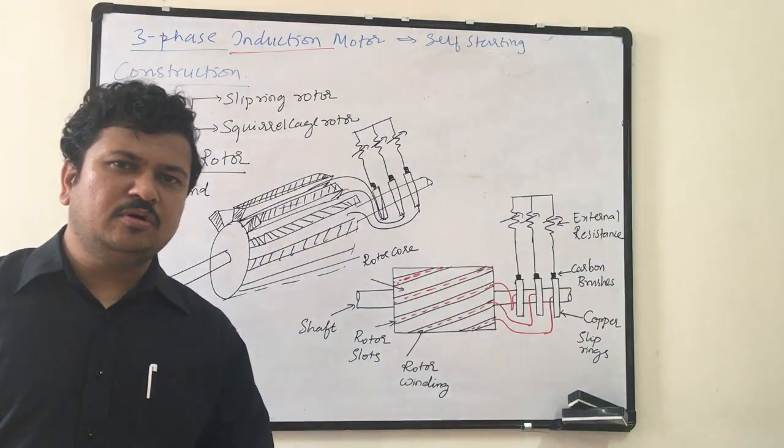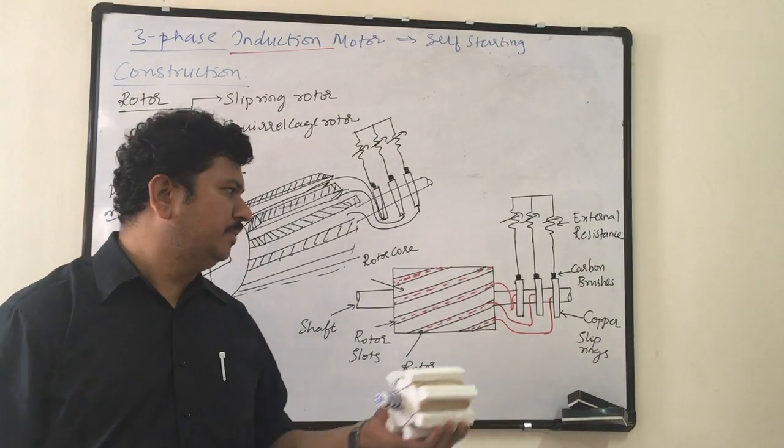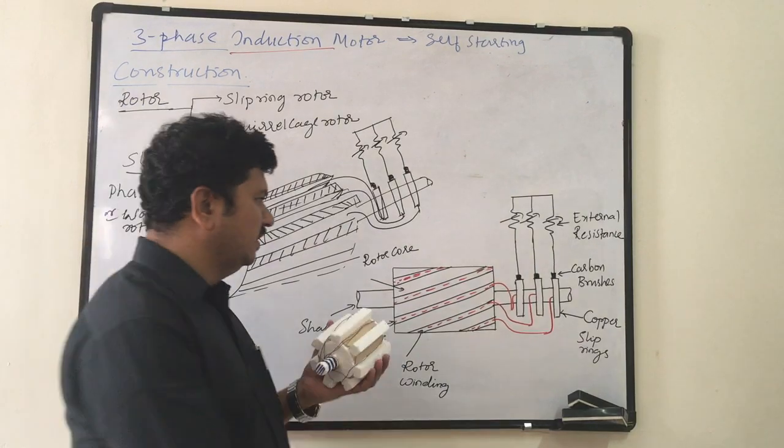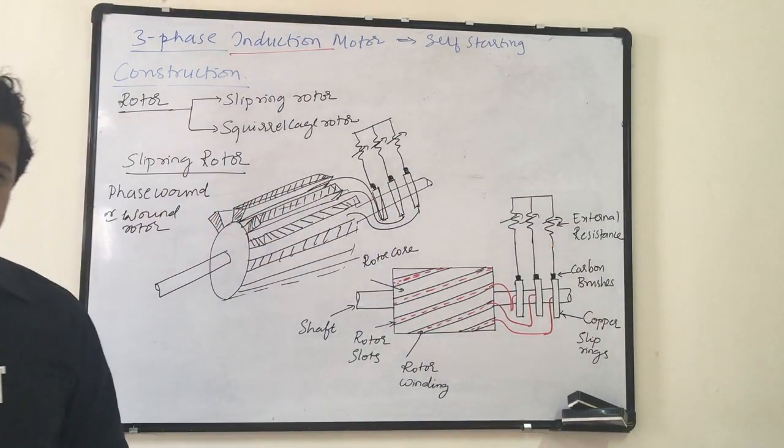The size of the motor is larger for the same capacity when compared to squirrel cage, because this slip ring and brush arrangement will add additional space in the motor.